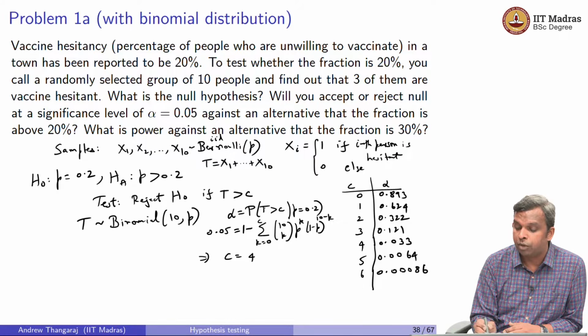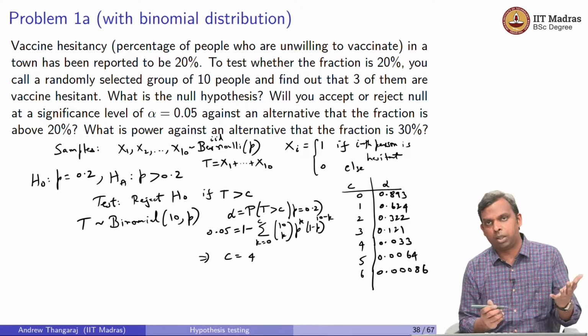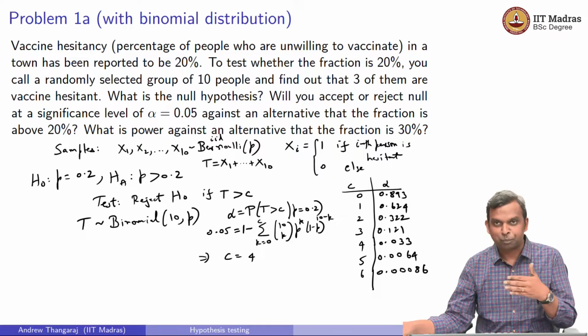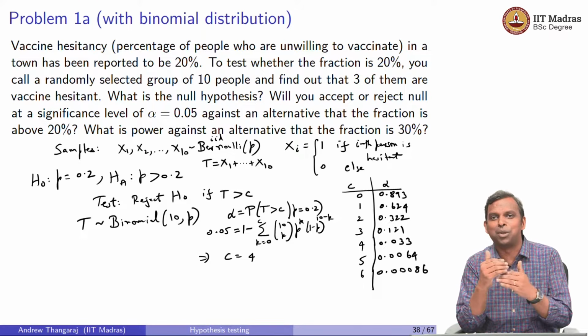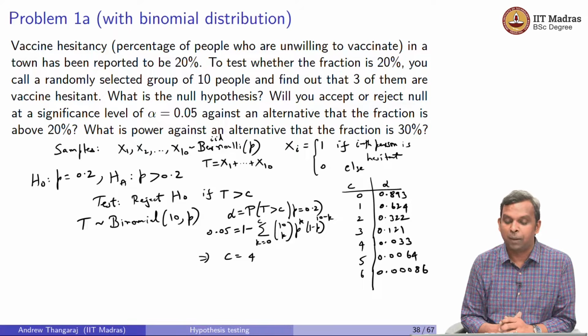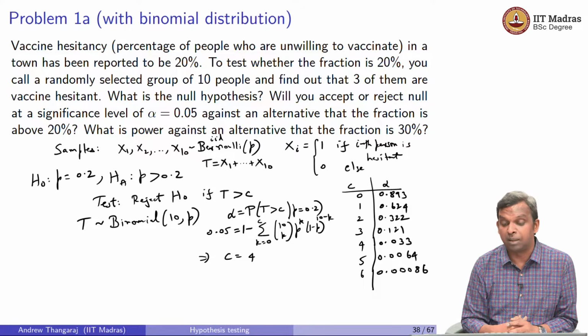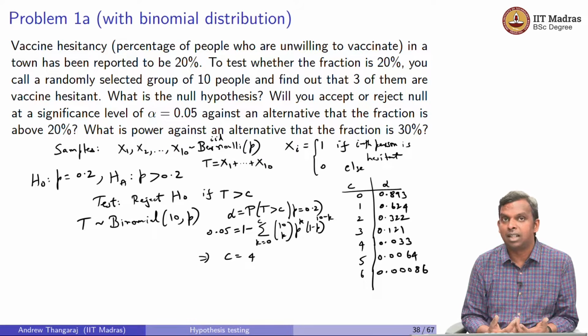Okay, so probability of T greater than C given P equals 0.2, that's what will go below 0.05. If you go to 3, you go to 0.121. Look at the jump. Okay, you can't do anything in between. I mean, you really want ideally something in between, and you don't have that room. Okay, so C is equal to 4, and you actually got C is equal to 3. Okay, and since you got that, you're going to be accepting the null hypothesis.